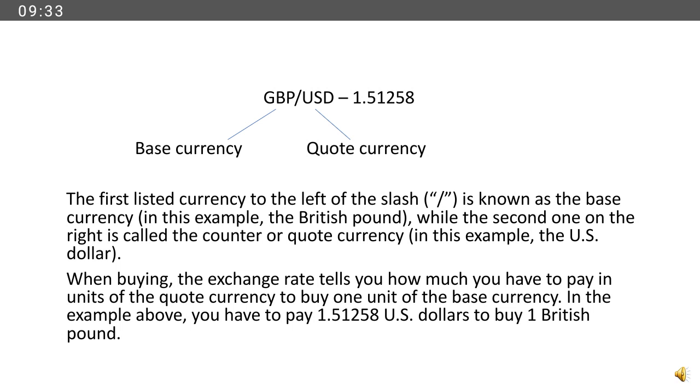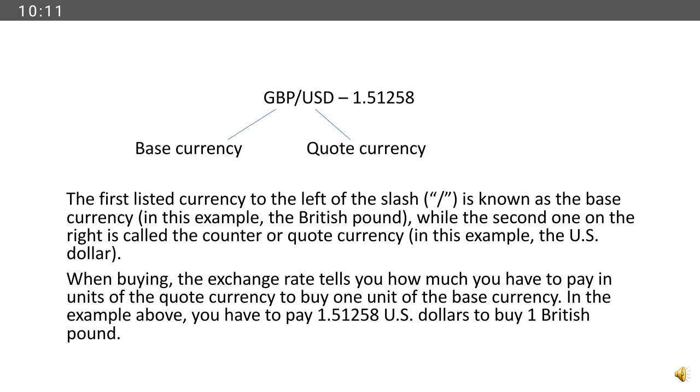Let me take it again. It means for you to get 1 Great Britain pound, you need $1.51258 to get it. That's just what it means. So that's what base currency and quote currency means. It is the quote currency that is written as the rate.